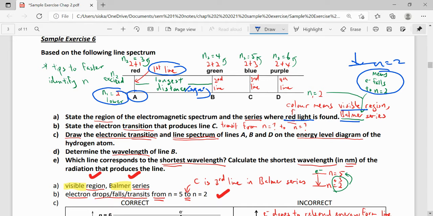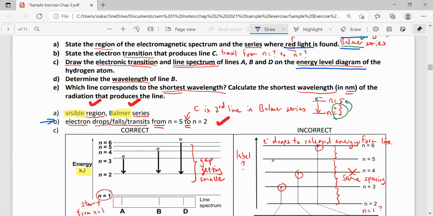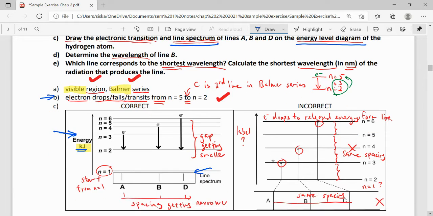Now let's look at the terms. Students tend to mix up the terms. For electron transition, you have to give a sentence: the electron drops, falls, or transits from. Draw the electronic transition on the energy level diagram. This is the energy level diagram, which you must give units as well. Then another one is line spectrum. This is the line spectrum.